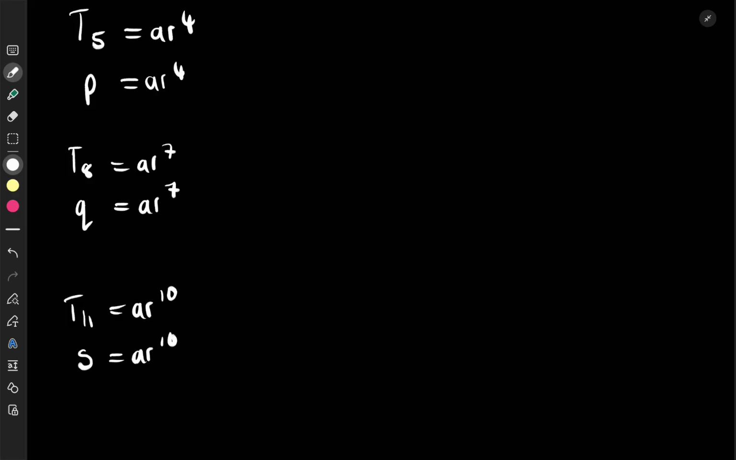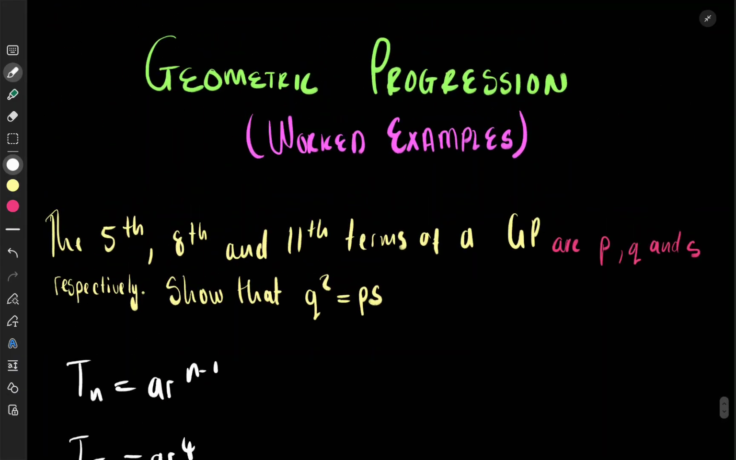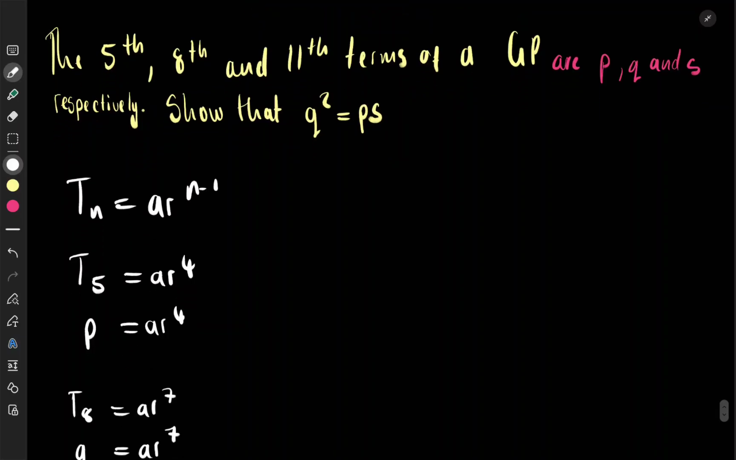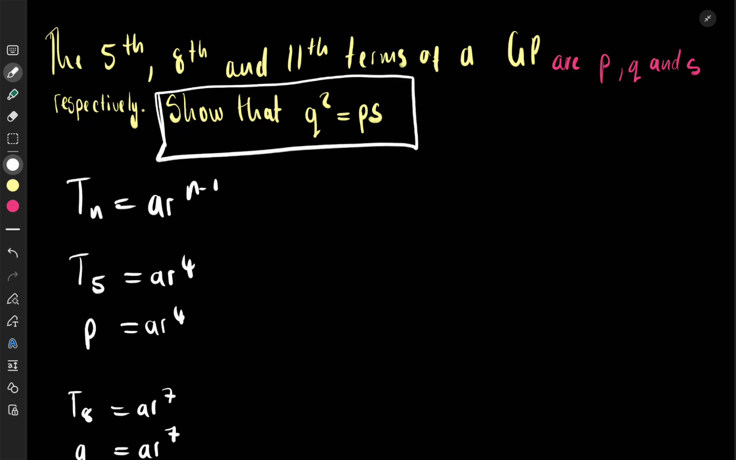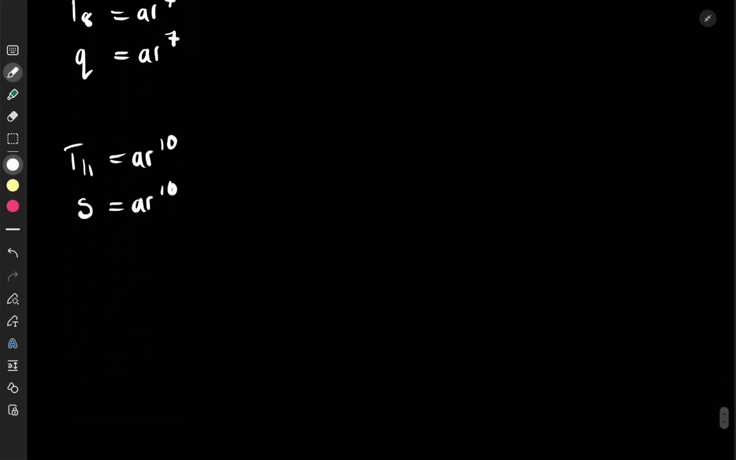So one thing we can do is find the relationship between these terms. The easiest way to find the relationship is to use our A, because we need the relationship between Q, P, and S. Here they say show that Q squared is equal to PS. This is easy because we can take Q squared and PS and see if they are the same. So let's do that.